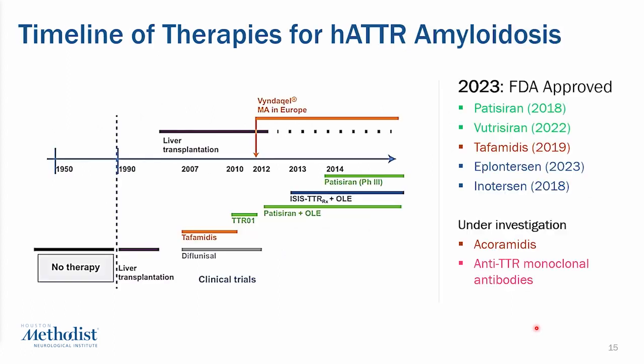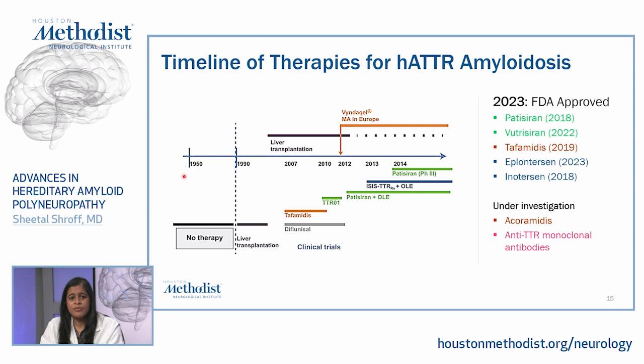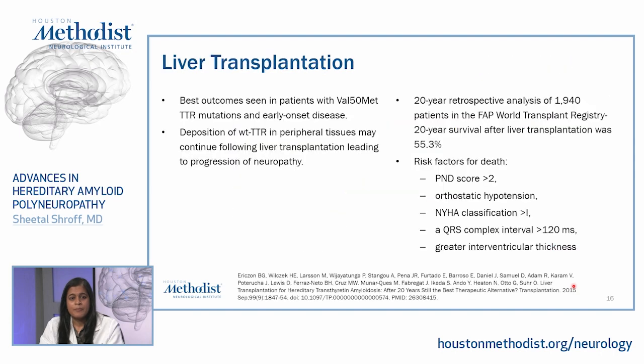hATTR with polyneuropathy. Timeline of therapies for hATTR amyloidosis: as one can see, there was no treatment available from 1950 to 1990, and after 1990, it was really liver transplantation until 2018. Yes, diflunisal, TUDCA with doxycycline has been used as TTR stabilizers, but really FDA-approved treatments were only in 2018 when inotersen and patisiran were approved, followed by tafamidis, and then vutrisiran and eplontersen. Right now, acoramidis and anti-TTR monoclonal antibodies are under investigation.